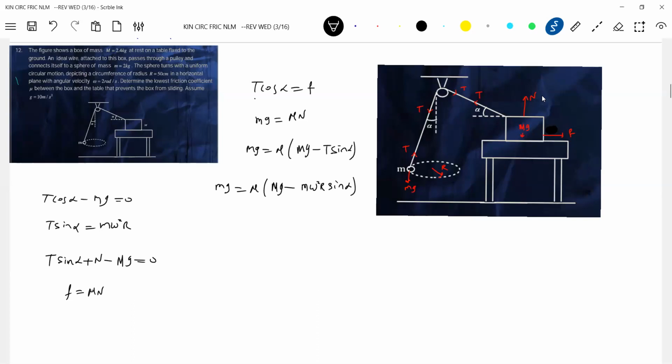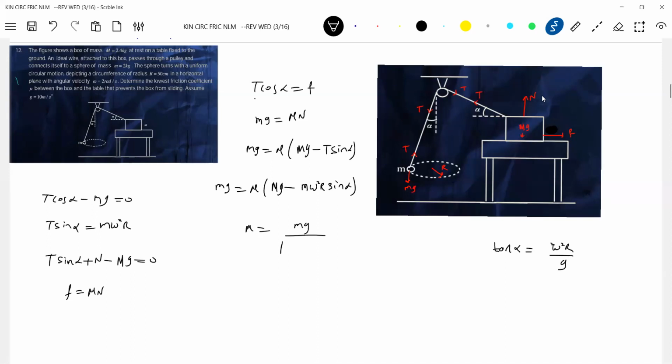We don't know alpha, so dividing these two equations, tan alpha is equal to... How to eliminate alpha? Divide the first two equations. From there, tan alpha, I think we know all the values here. Tan alpha equal to omega square r by g. We know omega, we know r, we know g, so we get tan alpha. From that, I'll get sin alpha. Then I'll proceed here and get the expression for mu.